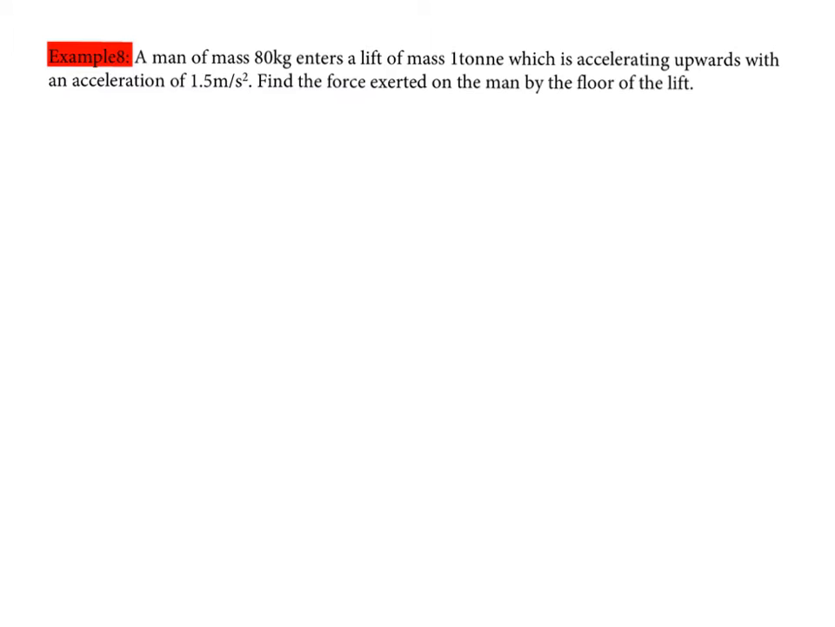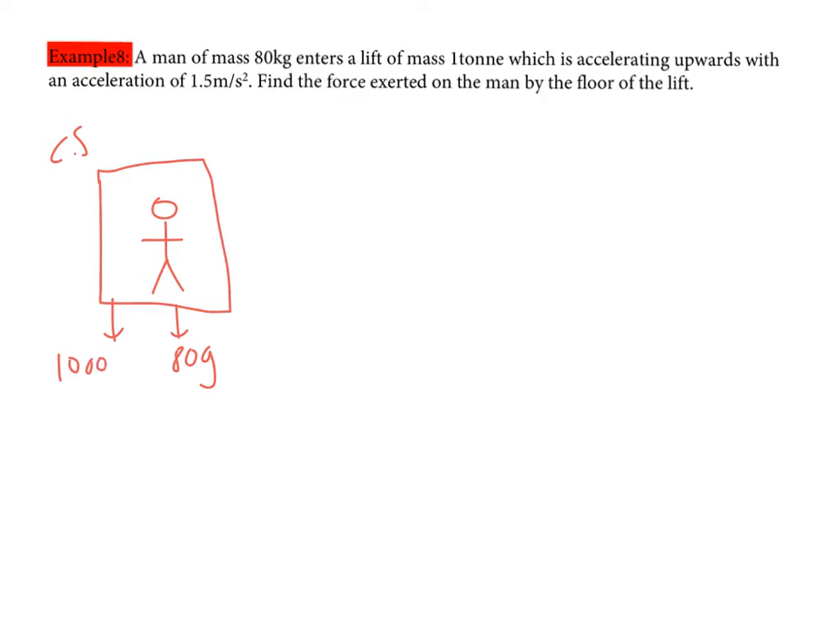So we have here a lift and a man inside the lift. We're going to consider the complete system here. In the complete system, there'll be two forces going down. The mass of the man, so the weight would be 80g, and the mass of the lift itself would be 1000, so 1000g is the weight. And then that system would just drop, so what causes it to accelerate upwards must be the tension in the cable, in the wire, in the lift.